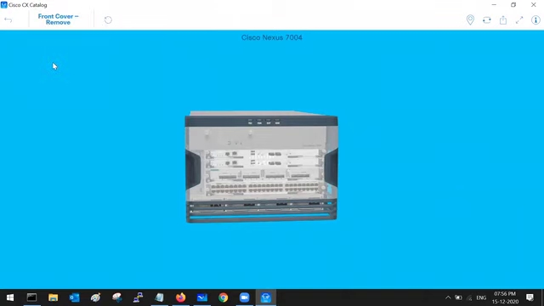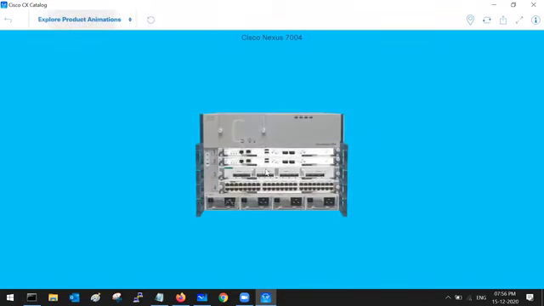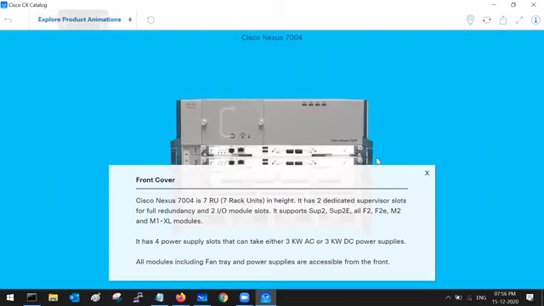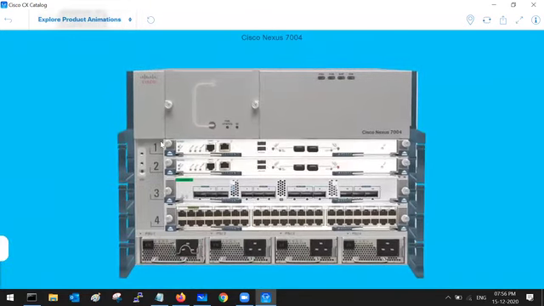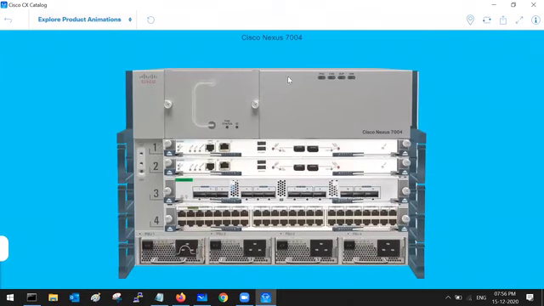So if I open up the front cover, you will be able to see the different kinds of modules we have on this particular box. So if you take a look over here, we have got like 4 different slots. We have 4 different slots over here.